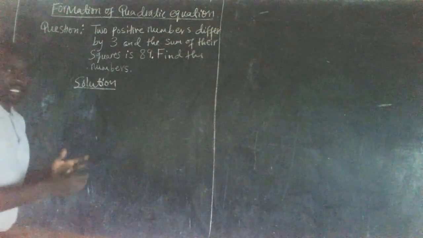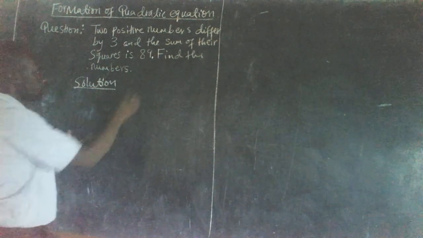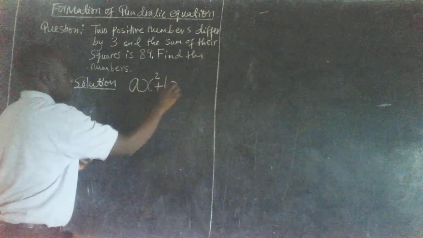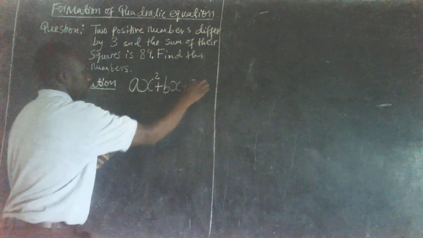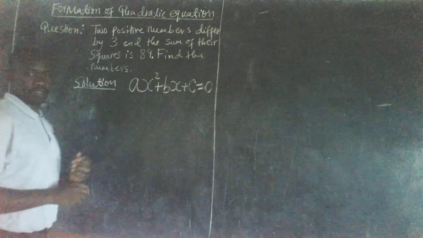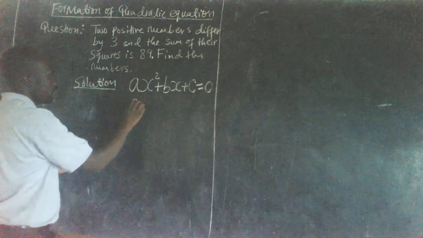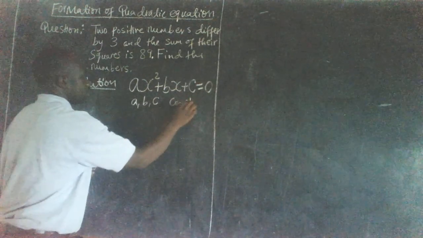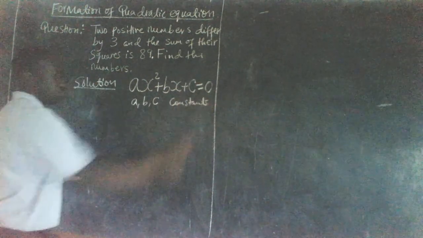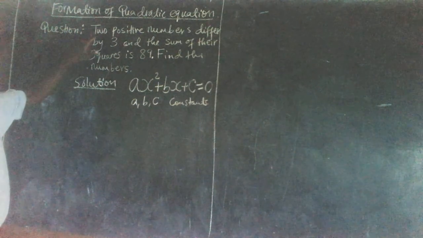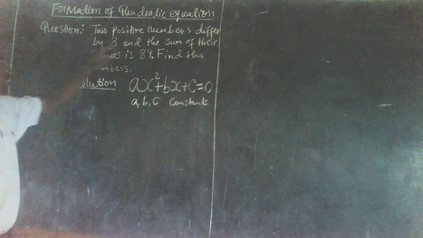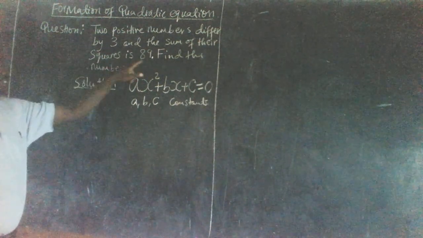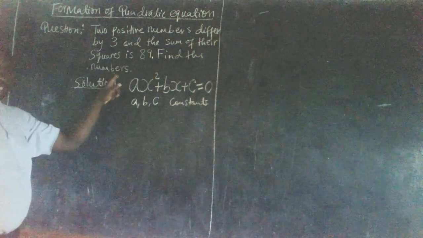So you find that a quadratic equation is of the form ax squared plus bx plus c is equal to 0, whereby a, b and c are constant values. From this question, two positive numbers differ by 3, and the sum of their squares is 89. Find the numbers.